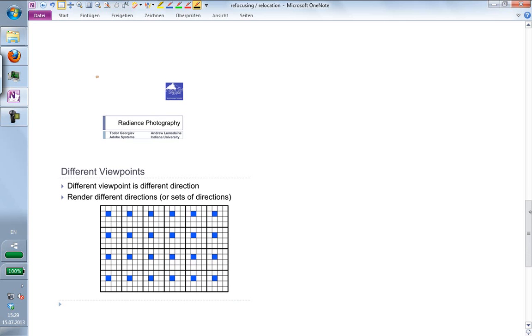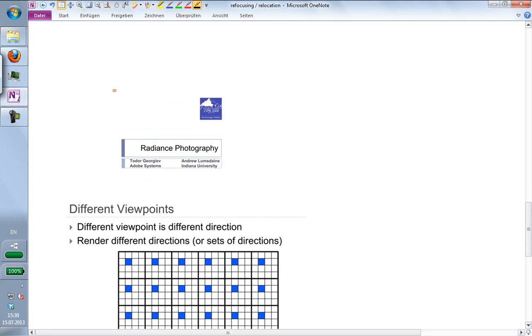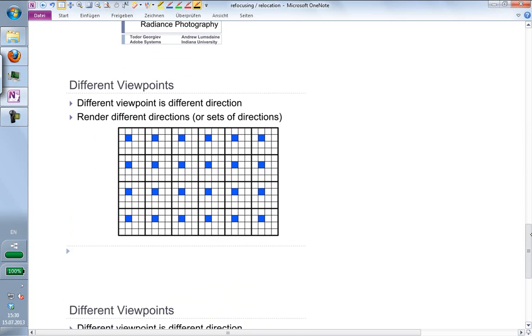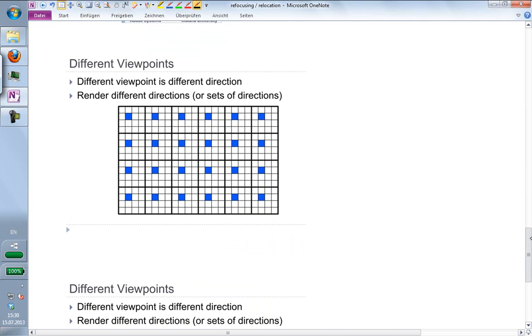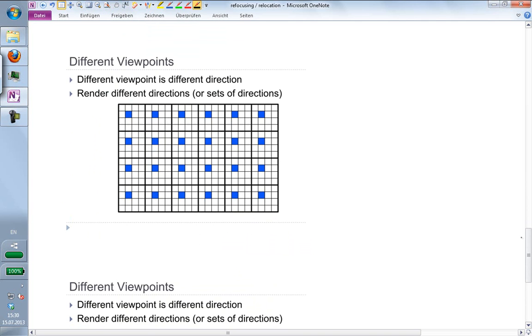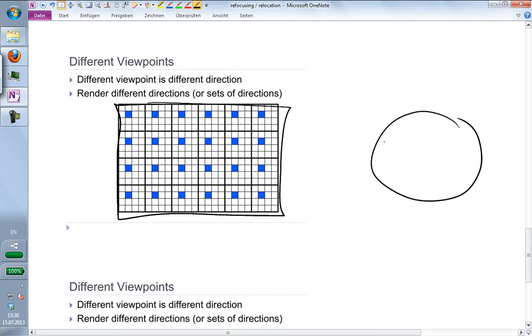And here's a slide from again Todor Georgiev from a CVPR 2008 tutorial showing how this viewpoint rendering can be achieved. So in this case, all the blue pixels would be assembled. So the big box shows the raw data your sensor has measured. And now you collect all the blue pixels into a smaller image, which out of the whole plane, in this case, you emulate a 4x4 array of cameras.